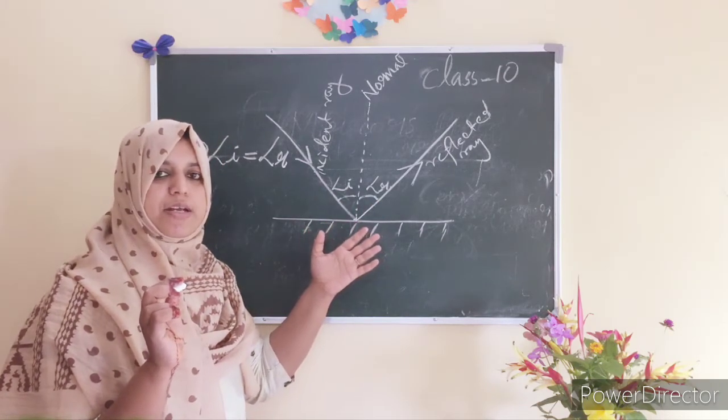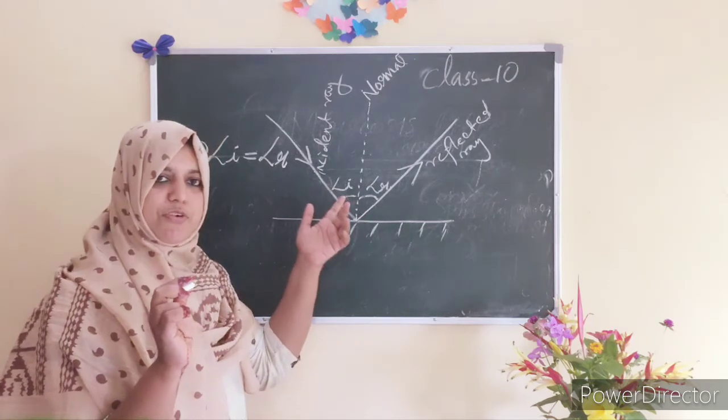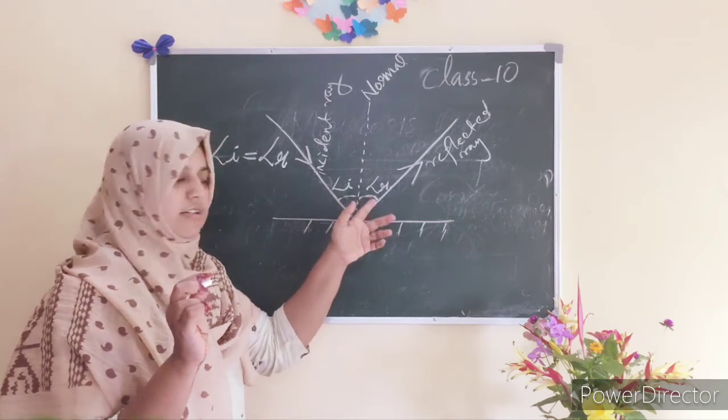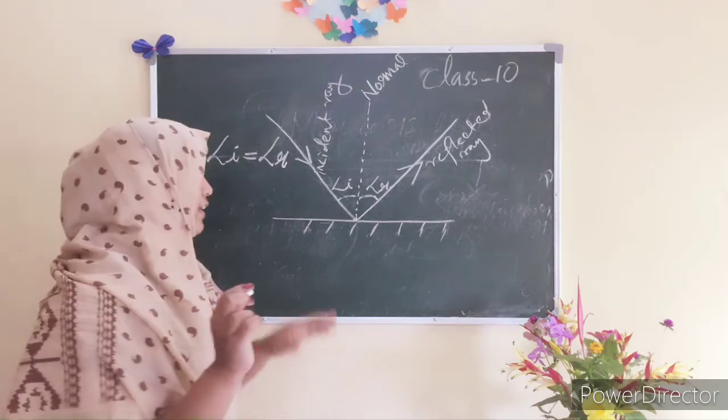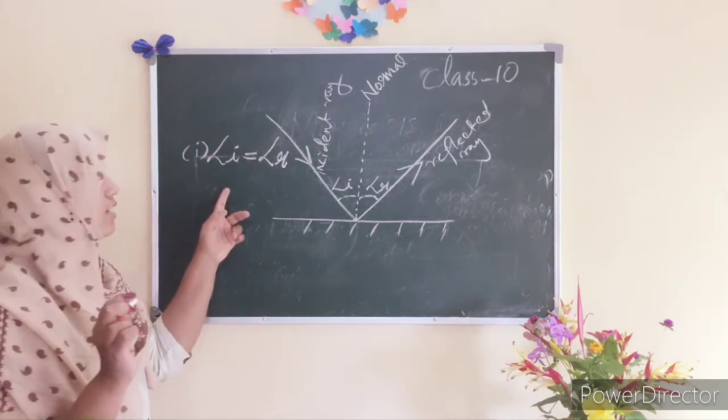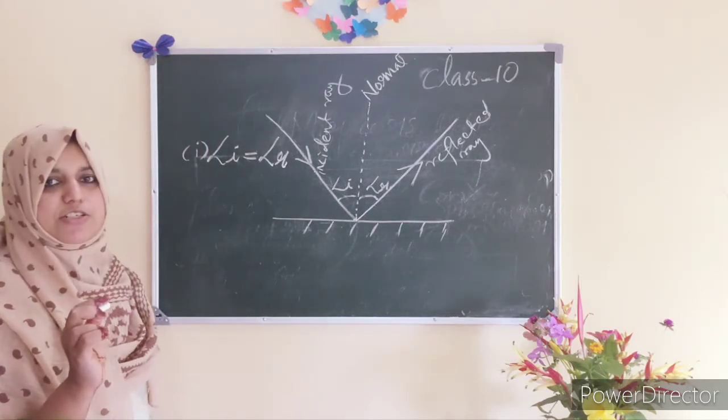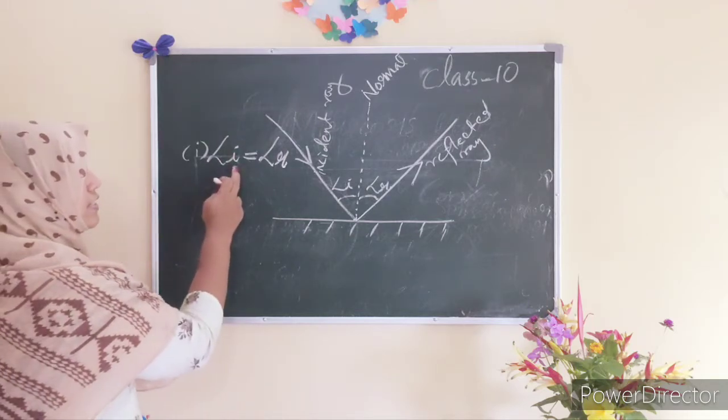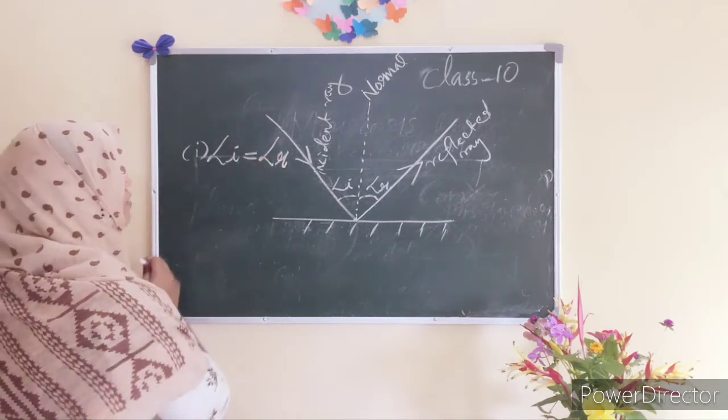Surely it will be 40 degrees. Angle I is 40 degrees, then angle R will be 40 degrees. This is the first law. First law is angle I is always equal to the angle R. Angle of incidence is always equal to the angle of reflection.